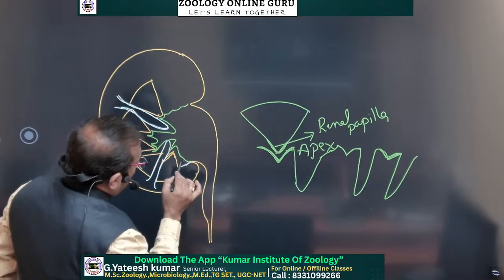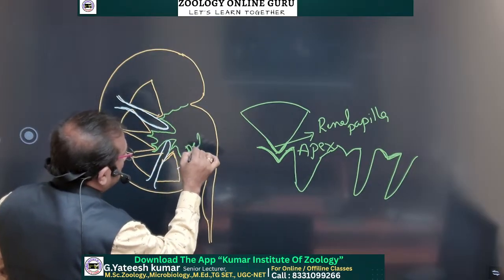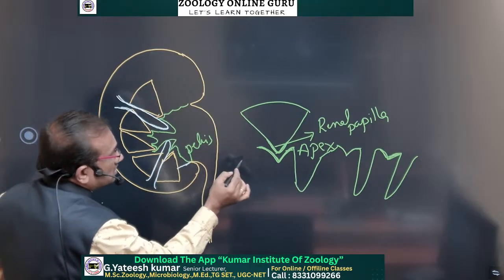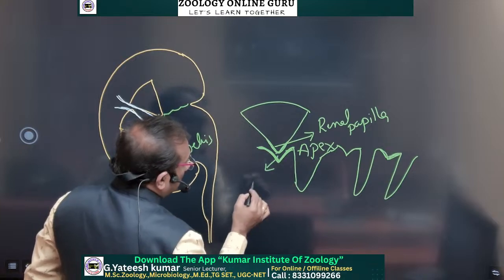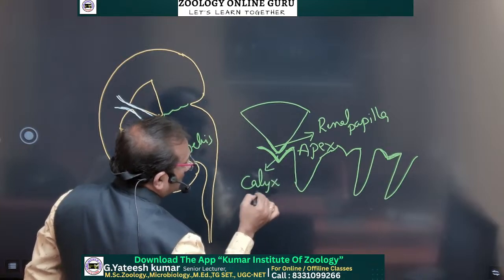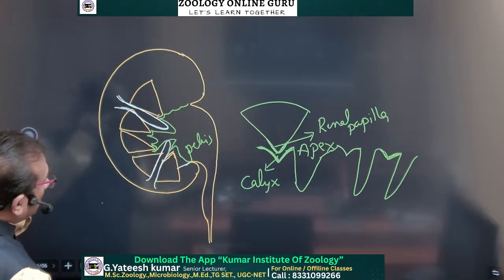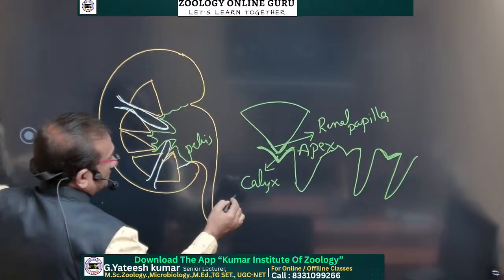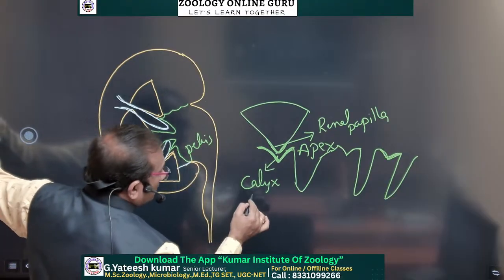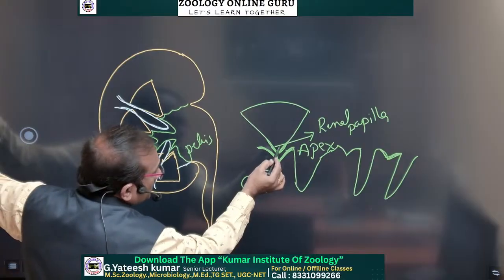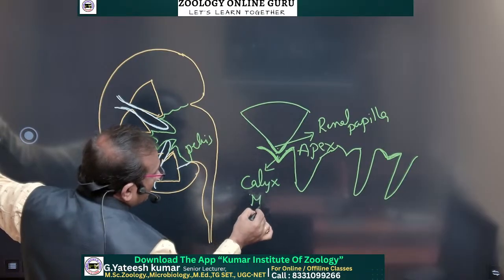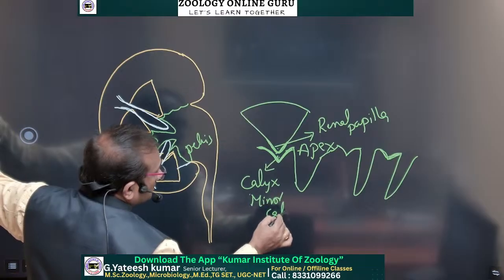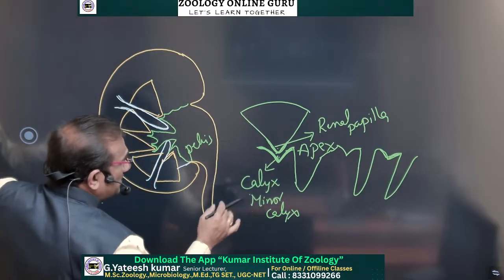And the pelvis area which is coming and attaching like a cup like structure here is known as calyx. Calyx is the starting point, immediately after the renal papilla, and this calyx is known as the minor calyx. So what is the meaning of calyx here?